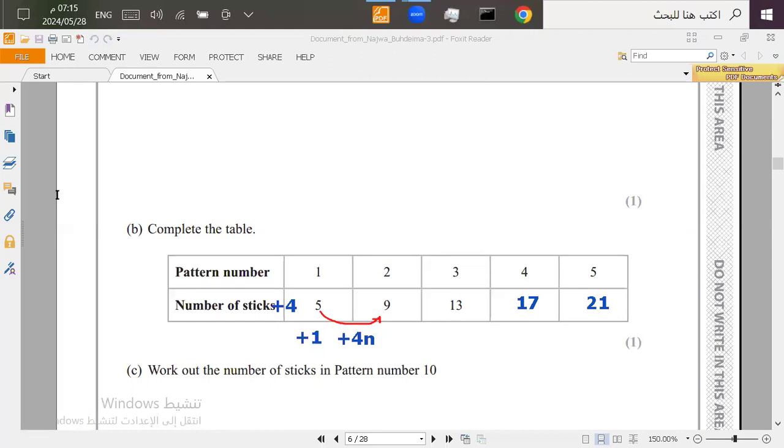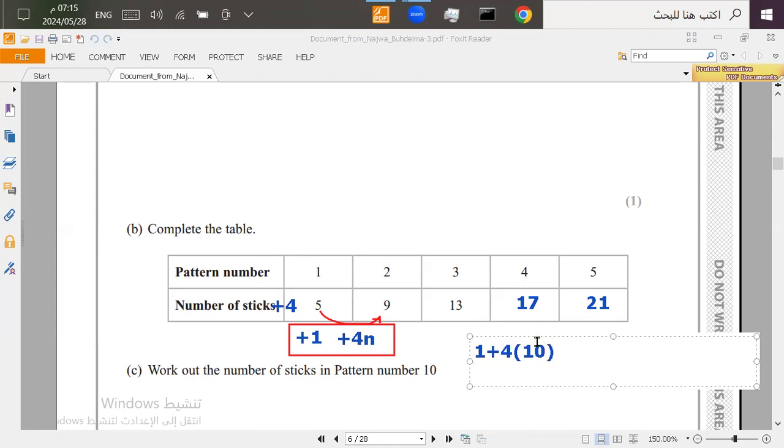Now, you just use the nth term to find how many sticks this pattern has. So here, pattern 1 times 4 is 4, plus 1 is 5. Pattern 2 times 4 is 8, plus 1 is 9. Same idea. So we're going to use it here with pattern number 10. So we're going to say 1 plus 4 multiplied by 10, like this. And the answer will be 4 times 10 is 40, plus 1 is going to be 41. So we will have 41 sticks.